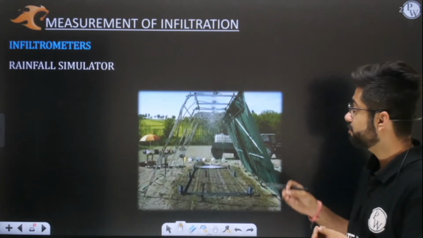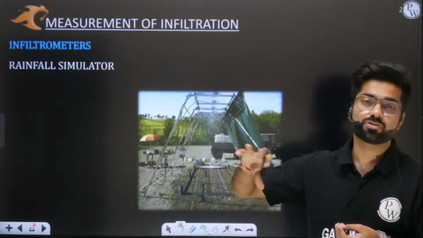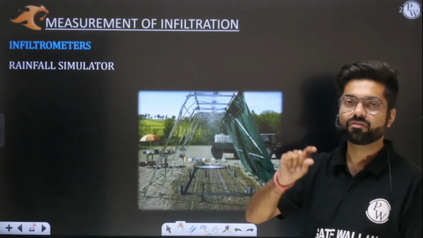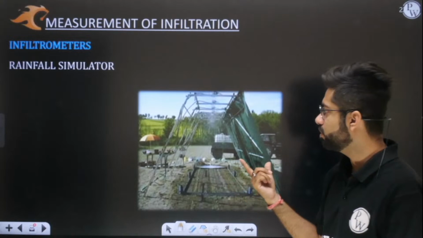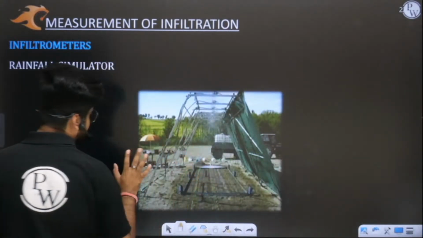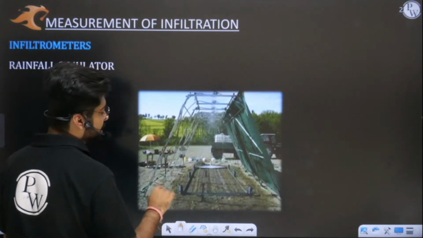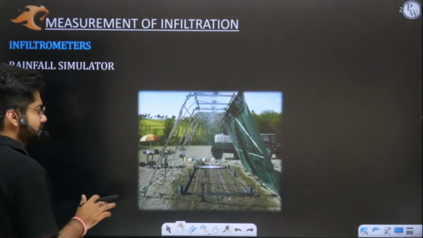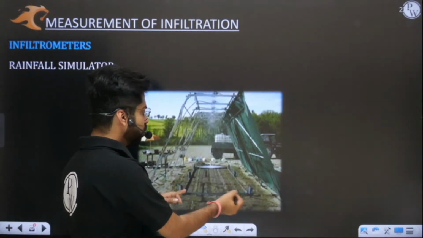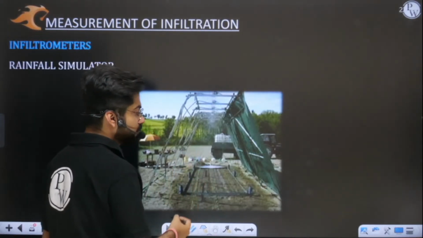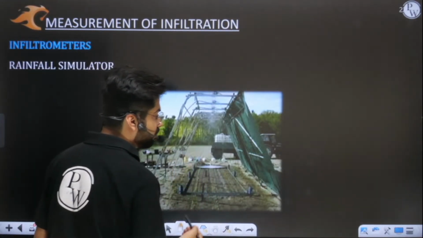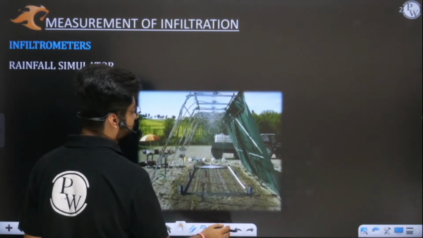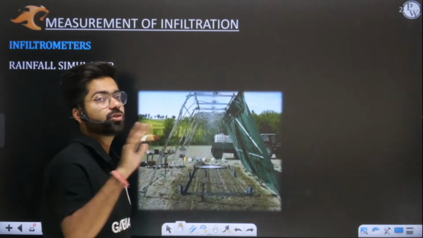Sir, it is measuring your infiltration in absence of rainfall. So what we have done here is simulate an environment similar to rainfall. Listen very carefully. We will take a very small plot of land. Then in that small plot of land, I will provide a series of nozzles, and from these nozzles, artificial rainfall will be produced.